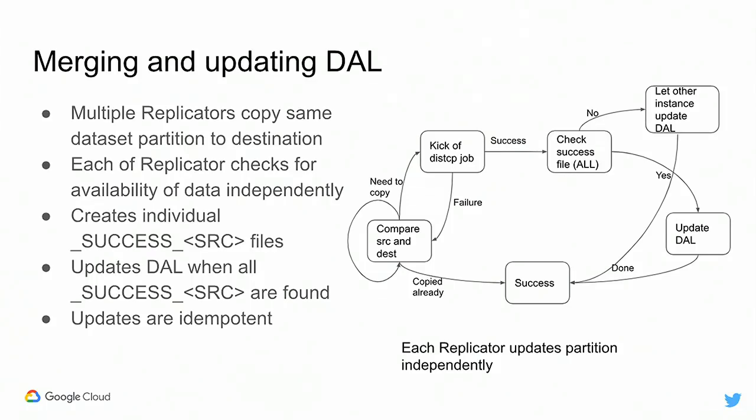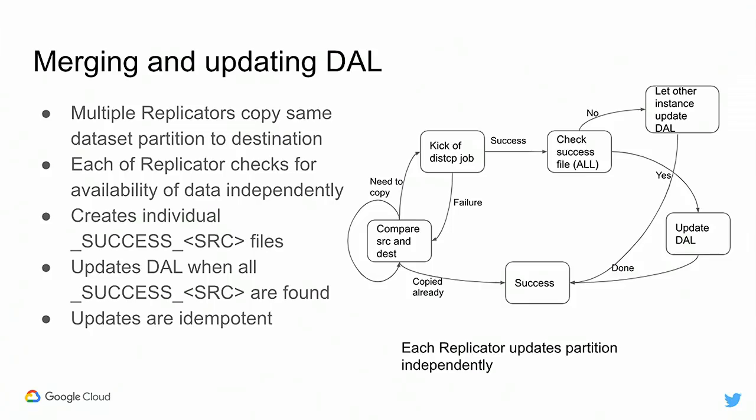So in such cases, this state diagram shows how 2 replicators with multiple different sources writing to a single destination achieve consistency. Each replicator kicks off its part of the copy, and all the files have a data center name embedded in them. So there is no name conflict to begin with.